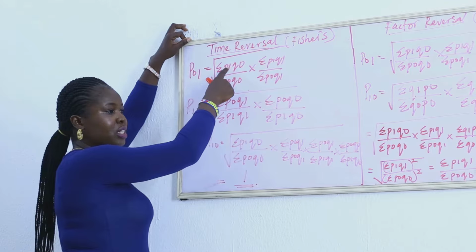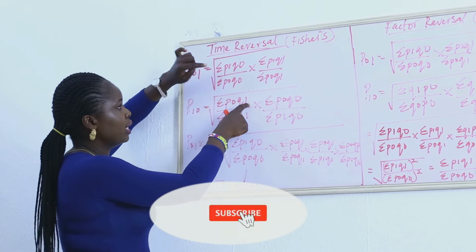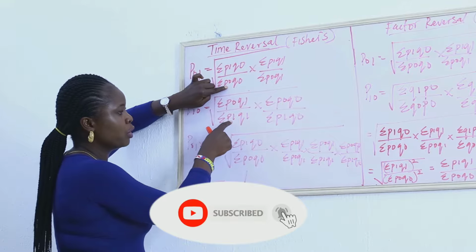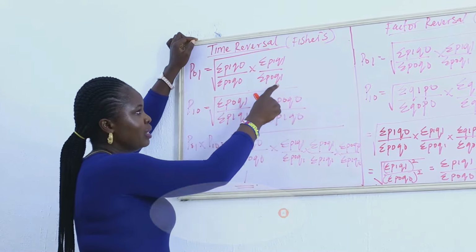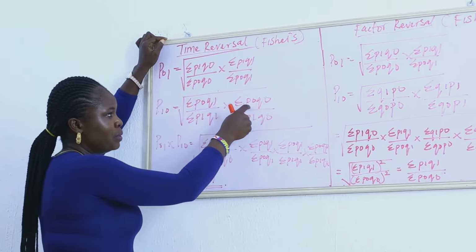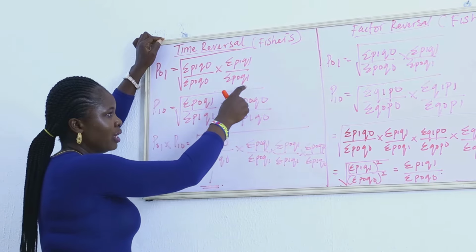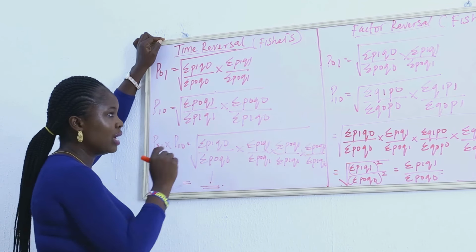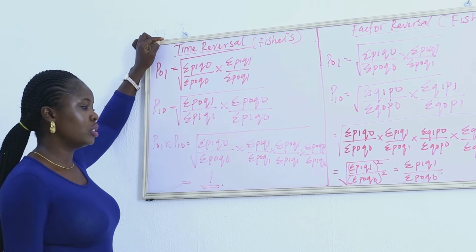Anywhere you see 1, you change it to 0. So P0 Q0 will become P1 Q1 here, all over. P0 will become P1 here, Q0 will become Q1 here, then P1 becomes P0, Q1 becomes Q0, and so on. Anywhere there is 1, you change it to 0, and anywhere there is 0, you change it to 1.